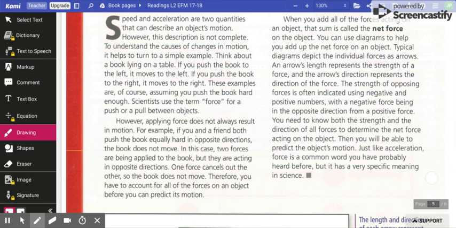So to summarize this paragraph, they're really just describing what the term force is, and that's a push or a pull between objects.